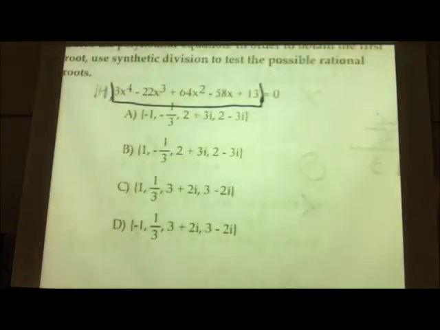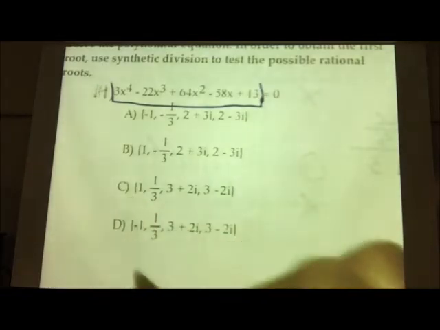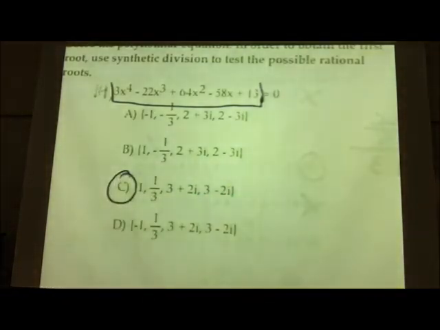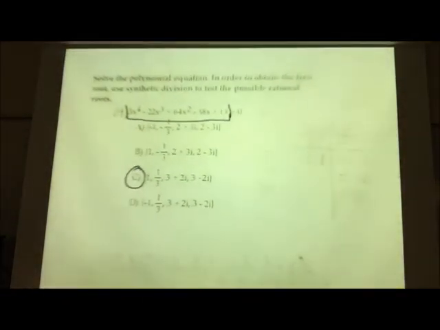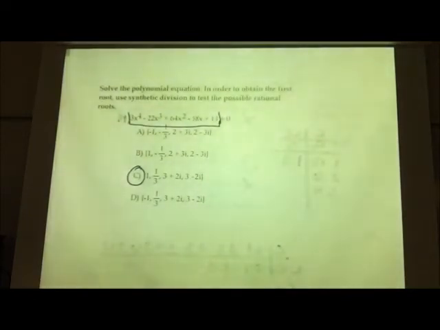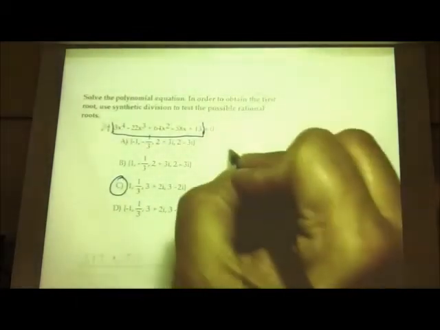So which one has a positive 1 and a positive 1/3? Obviously, it would only be C. But I'm still going to work it out because I really don't know if that's the way it's going to be on your test. So remember, for the first two, you use synthetic division.